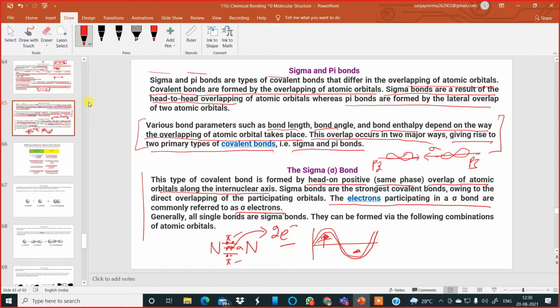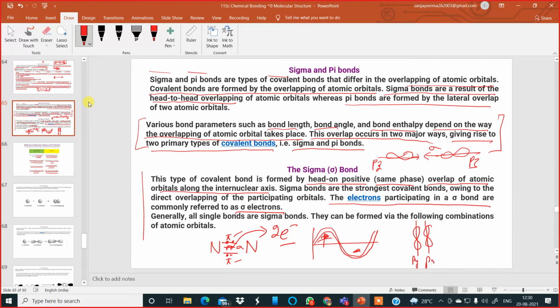Otherwise, if the orbitals overlap this way, this is say px or py, okay? If they come closer and overlap this way on top of each other, then it forms a pi bond. Am I clear now?